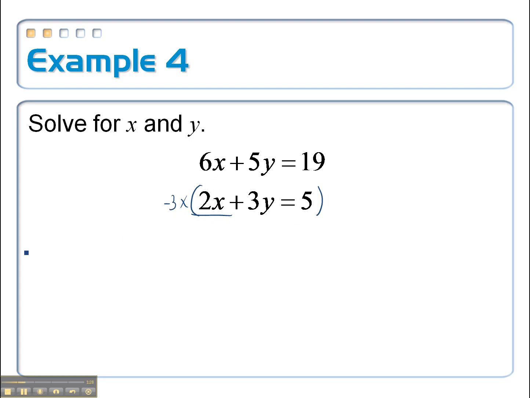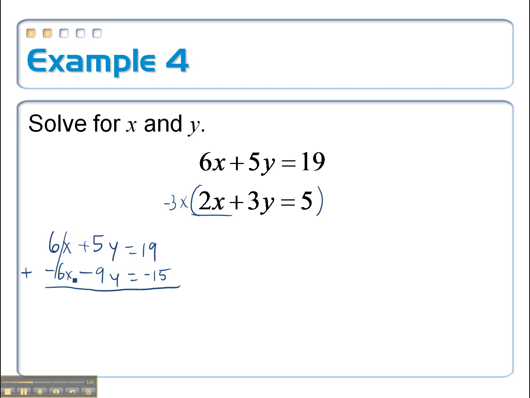So let me rewrite my two equations. Top one stays the same. I'm not multiplying it times anything. Now, I take this -3 and just distribute it through. So -6x minus 9y equals -15. Now, add your two equations, just matching up your like terms.